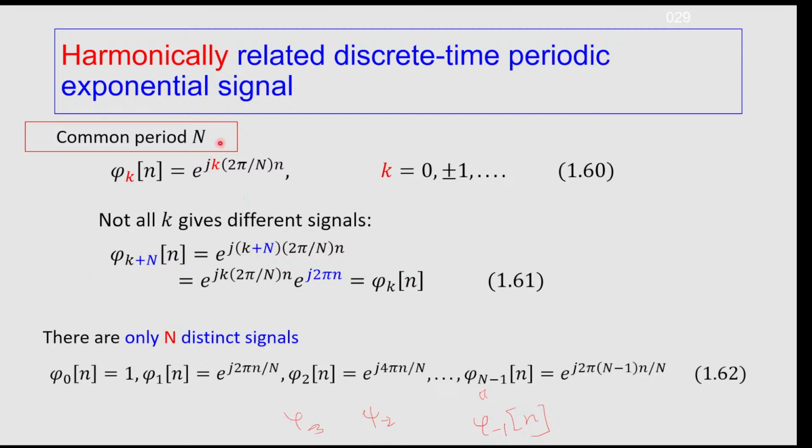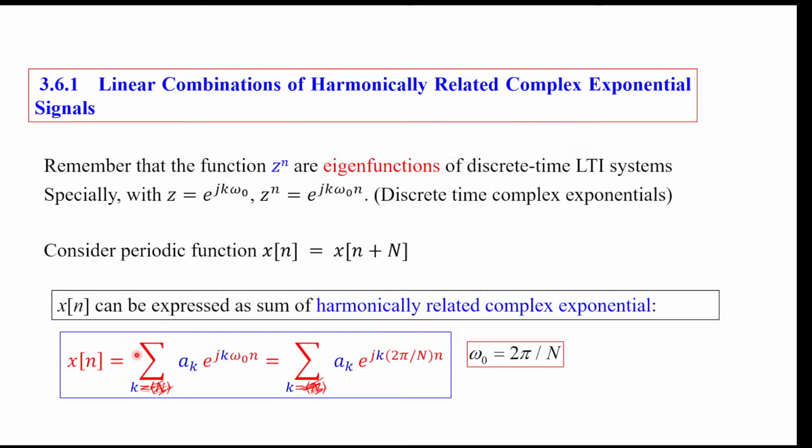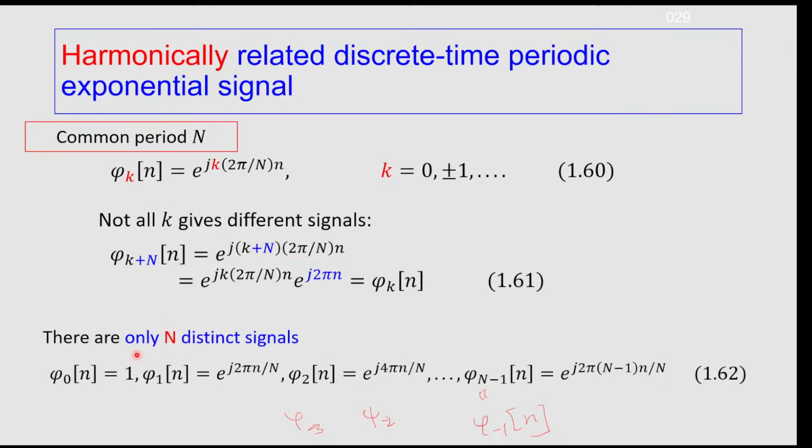So what happens is that in terms of k, psi sub k, sorry, it should be called phi. So phi sub k and phi sub k+N will actually be the same signal in terms of a discrete-time signal. And so there are only N different discrete signals. There are only N distinct signals, and you can choose how you want to label those N of them. You can label them from 0 to N-1, or like -N/2 to +N/2, etc.